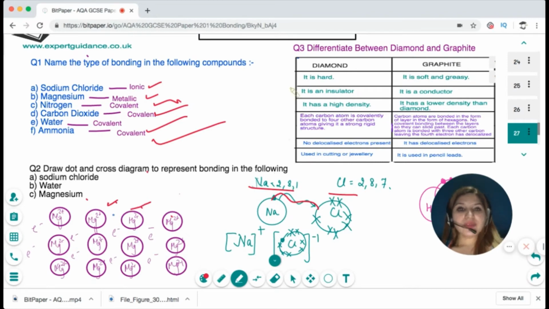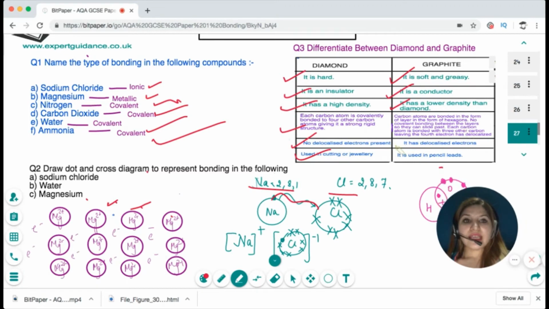Difference between diamond and graphite: diamond is hard, an insulator, high density. Each carbon is covalently bonded to 4 others. No delocalized electrons. Used in cutting or jewelry. Graphite is soft and greasy. Conductor, lower density than diamond. Carbon is bonded in the form of layers, in the form of hexagons. It has delocalized electrons. Used in pencil leads.